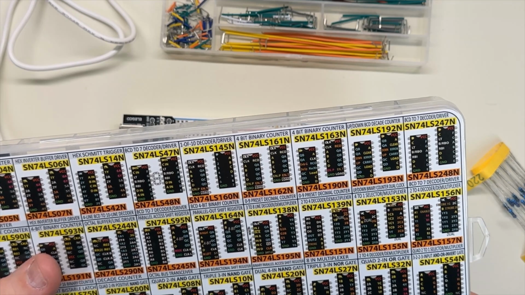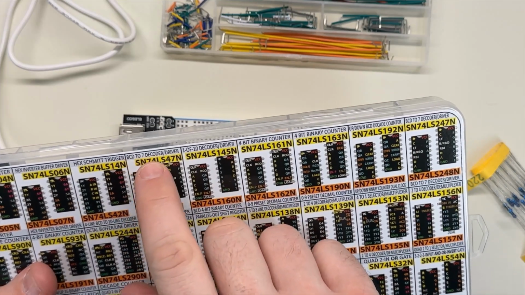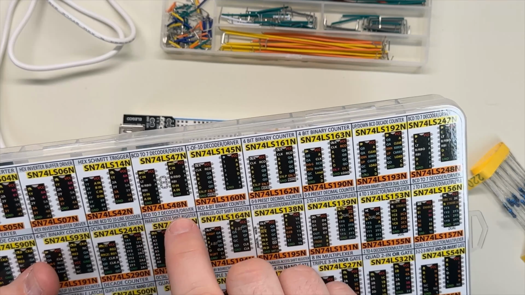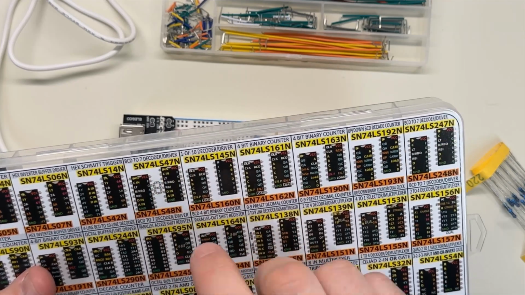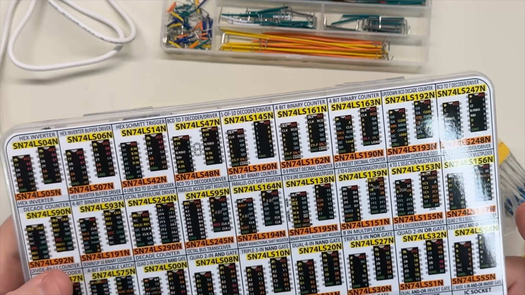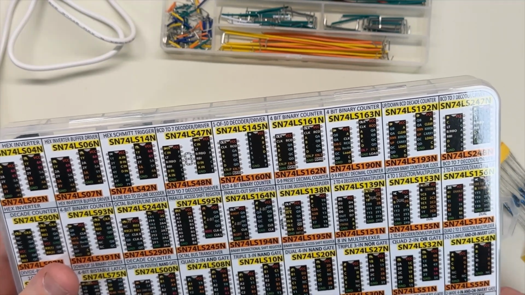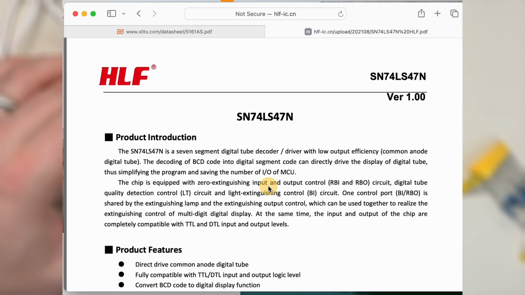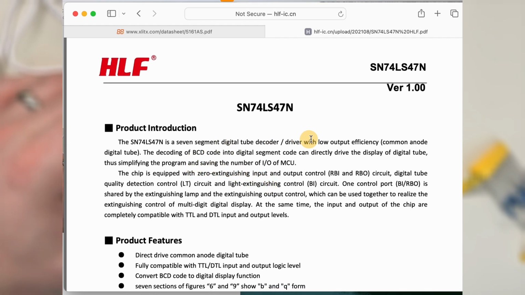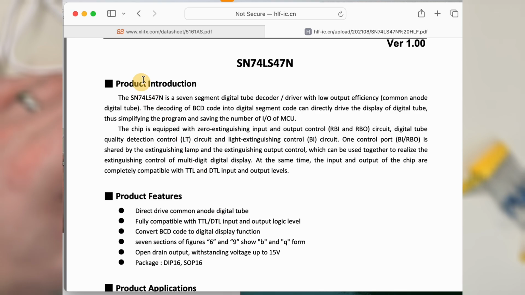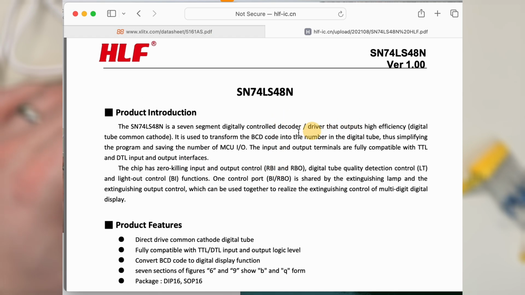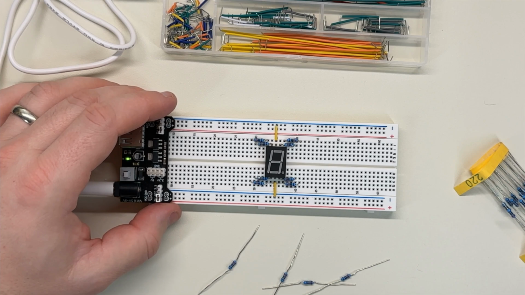We need a decoder driver for a BCD to 7 segment decoder driver. Here's one. And there's another one, and they have different numbers. I'm not sure what the difference is. So I guess I should look up the data sheets on that. Okay, here's one of them. SN74LS47N. This one is a common anode. Okay, so I bet the other one's common cathode. This says direct drive common anode digital tube. Yep, okay, the one that ends in 8 is a digital tube common cathode, and these displays are common cathode. So I need to use the one with an 8.